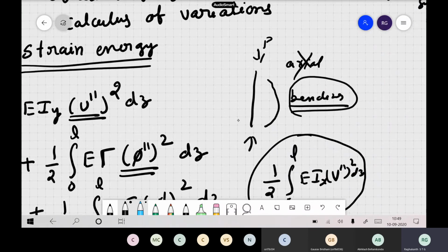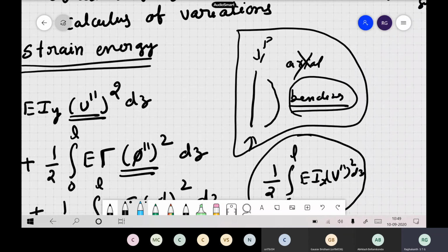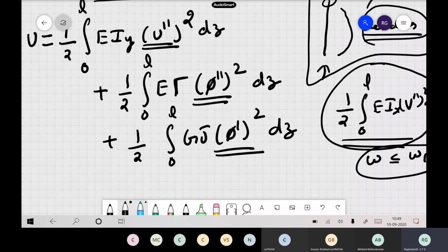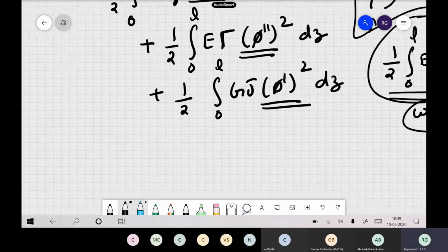Like the same thing we did in the column also. In the column, when we wrote strain energy, when the load is very small, the strain energy will be only the axial term. But when P is equal to P_cr, at the transition, we neglected this and wrote only the bending mode. So the same concept we use here also. Only thing, the problem is multi-dimensional. So this is the strain energy in your beam.